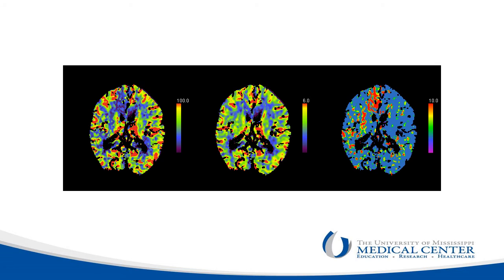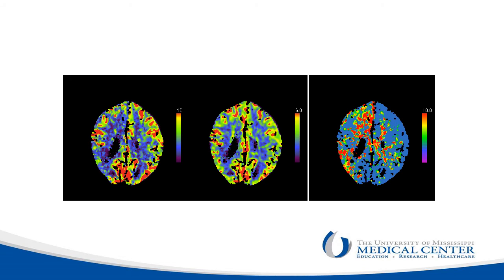This is another case. In this perfusion, we can see that there is decreased cerebral blood flow, relatively preserved cerebral blood volume, and increased mean transit time in the right frontal lobe. And that is a right ACA penumbra.